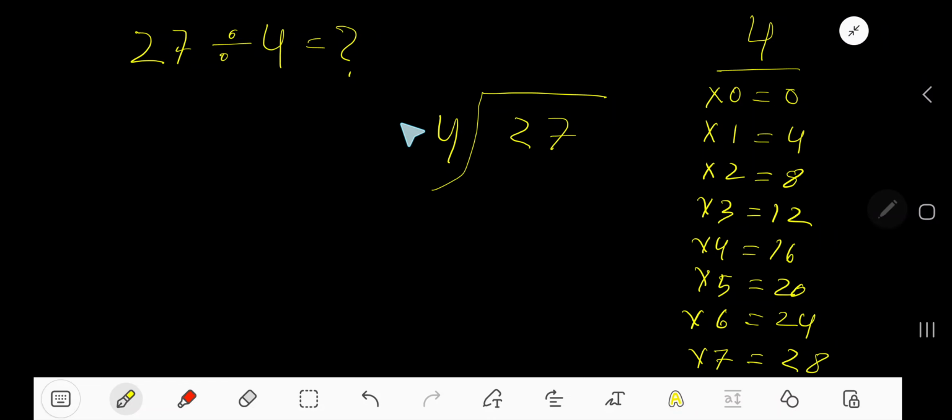27 divided by 4. Here 4 is a divisor, so we need the multiplication table of 4. 4 times 0 is 0, 4 times 1 is 4, 4 times 2 is 8, 4 times 3 is 12, 4 times 4 is 16, 4 times 5 is 20, 4 times 6 is 24.